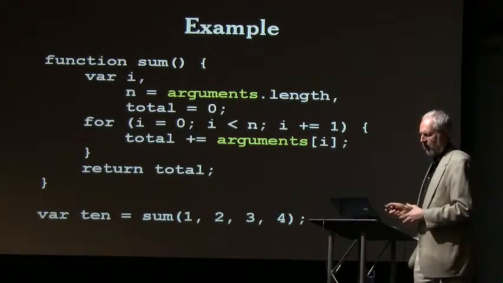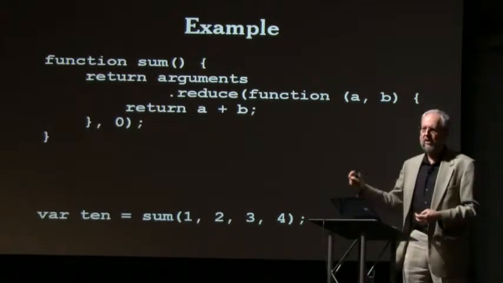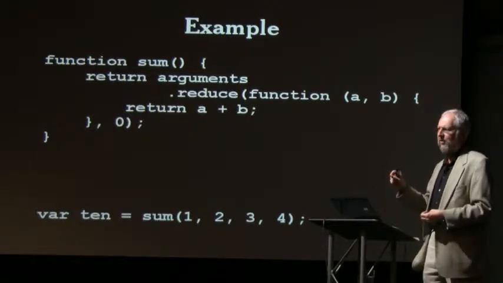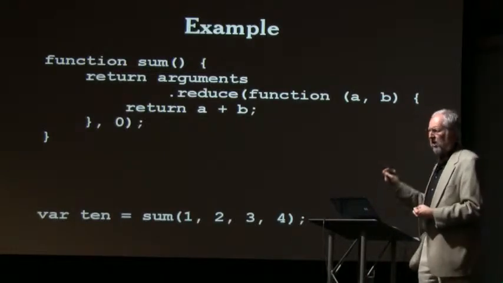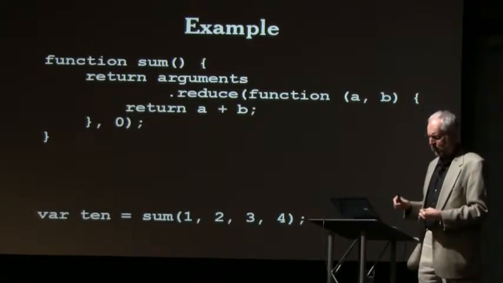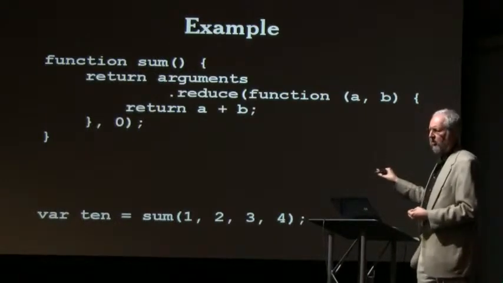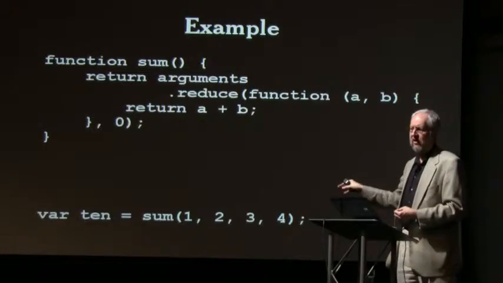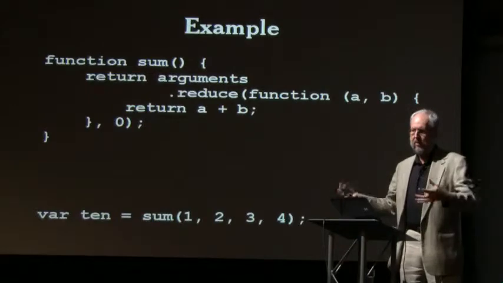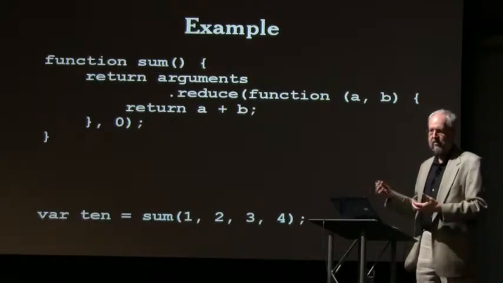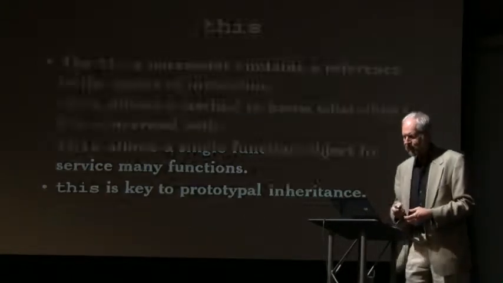This gets a little bit nicer in the 5th edition. In the 5th edition, arguments is more array-like than before. It's more array-like in that it actually inherits now from array.prototype. And array.prototype now contains some interesting functions like reduce. So I can call arguments.reduce and pass it a function that does adding. And the result of that will be to add up all the members of that array and return it. So it's, I think, a more elegant way of expressing the same program.